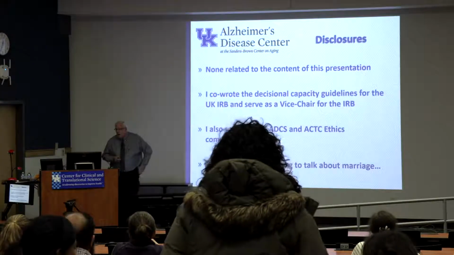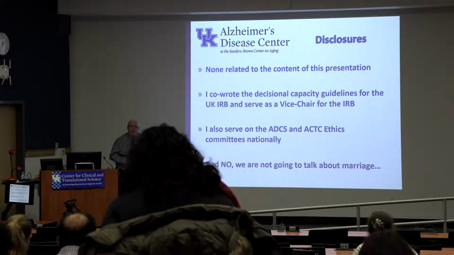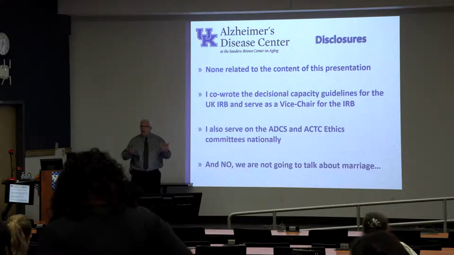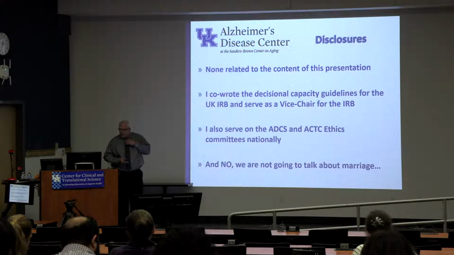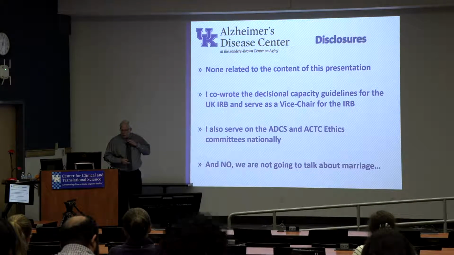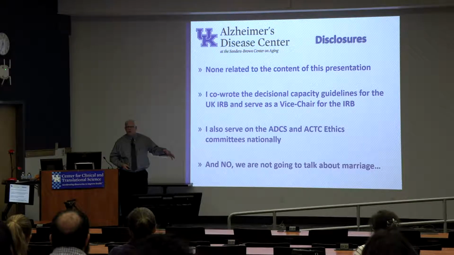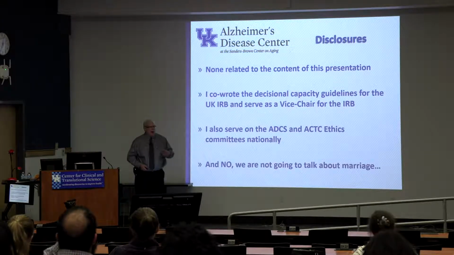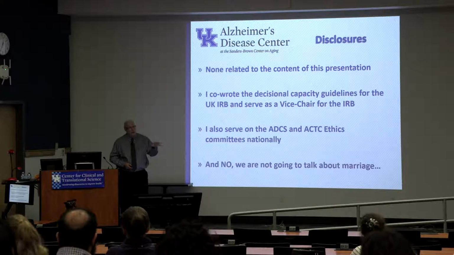Instead, we are going to really talk about some issues that come up in the conduct of research that relate to our research on those that might have impaired capacity, the very young and the very old, hence something old and something new. For those of you that don't know, many years ago, Ada Sue Selwitz drafted me to co-write the Decisional Capacity Guidelines with Bob Walker for the UK IRB.